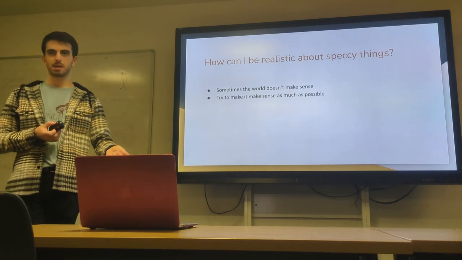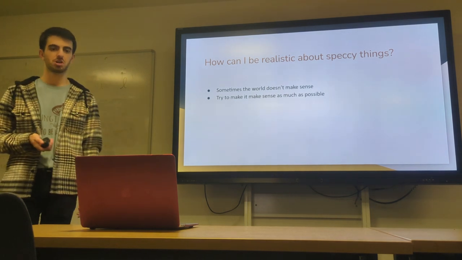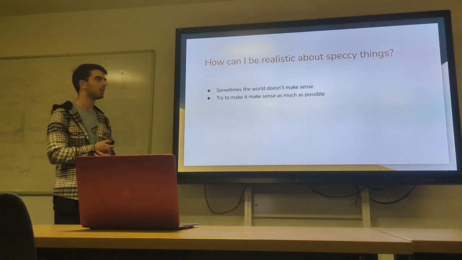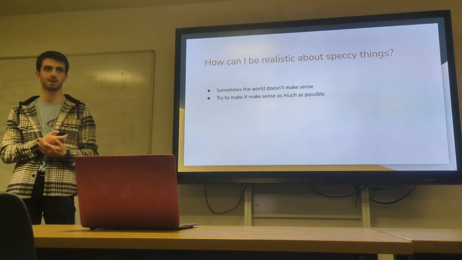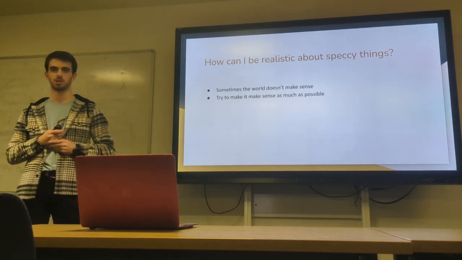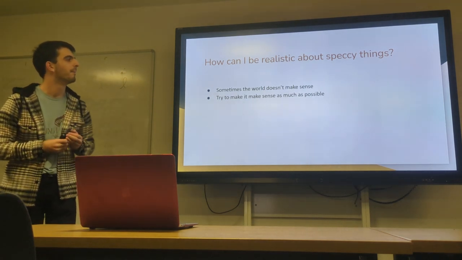So, trying to make it make sense as much as possible, you can usually go back and refer to some structural reasons, and sometimes those structural reasons link into other spec. But if you embed the spec within structural reasons, judges are generally quite a lot more lenient than if you just say a thing and move on.